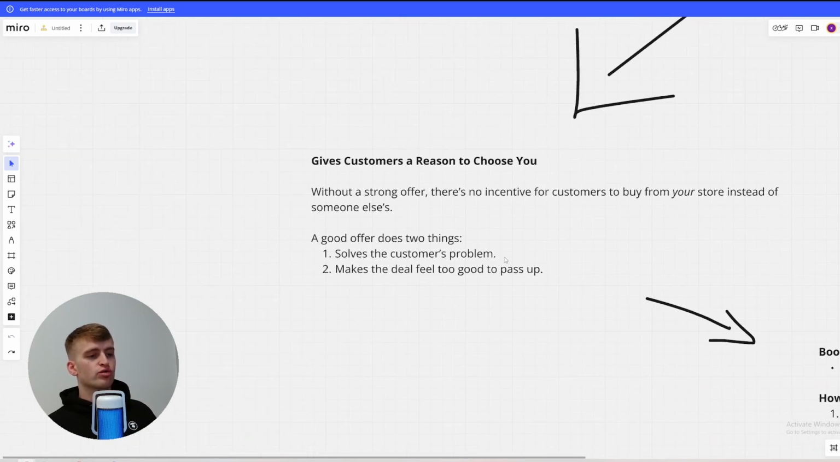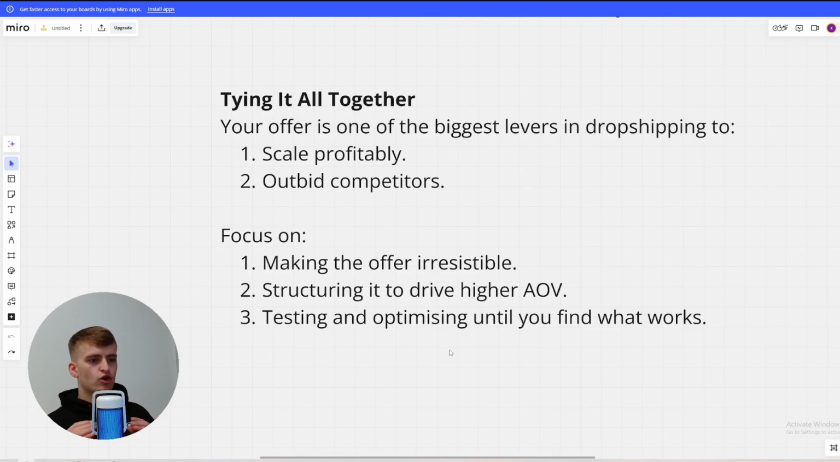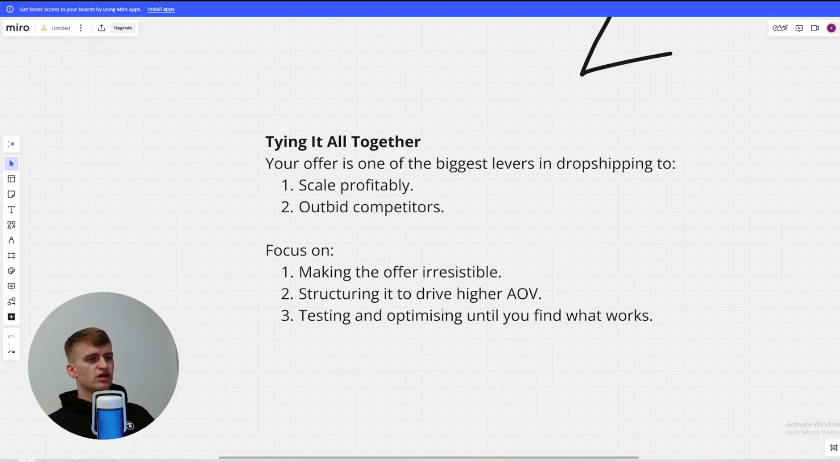A good offer also does two things. It solves the customer's problem by buying the product, but they're also going to be happy about getting the free gift as well. Make something on your website that is completely different to the rest of the competition and Amazon as well, so that when they visit your site, they see the offer and it makes complete sense, and they buy from you instead of someone else. And that is pretty much it.